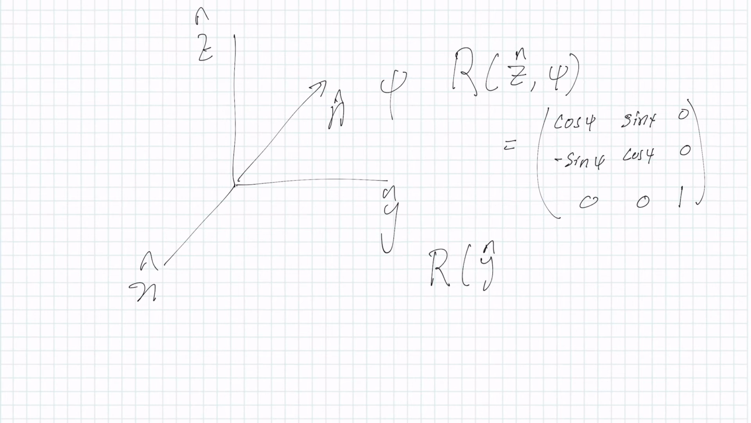Okay, let us think about rotation about x axis first. So x axis with an angle psi, so it is about x axis, so 1, 0, 0, 0, cos psi, sin psi, 0, minus sin psi, cos psi.